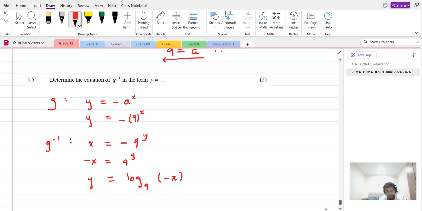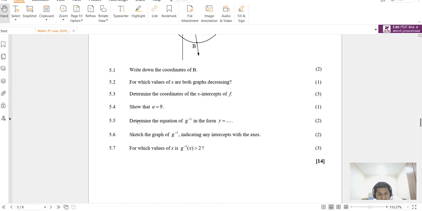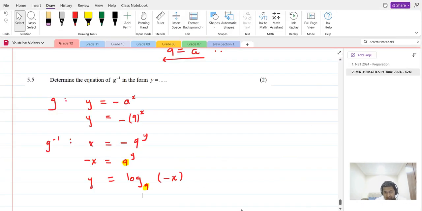So log of this answer, base 9. Remember, the exponential base and the log base remain the same. So y equals log of negative x base 9. That's what we needed to write in the form y equals. Now remember, the restriction for x is that the argument of the log has to be positive. So negative x needs to be positive, so x has to be less than 0. That's my restriction for x.